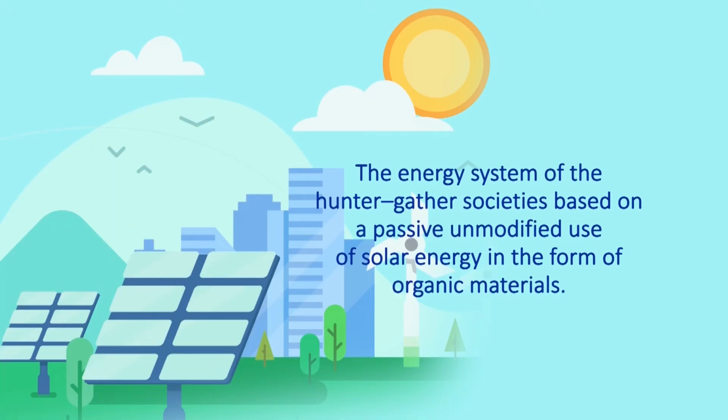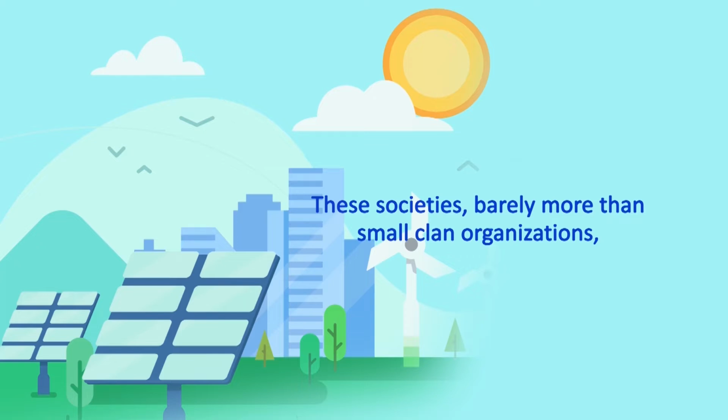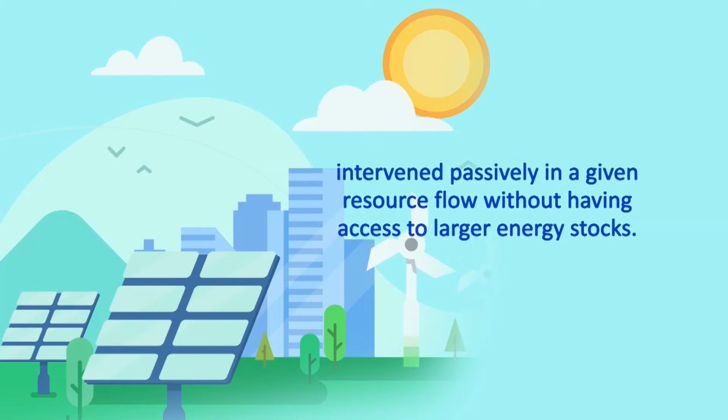I will not go into details about these epochs, but we can summarize based on the publications by different authors across the globe. The energy system of the hunter-gatherer societies was based on a passive, unmodified use of solar energy, in the form of organic materials. These societies, barely more than a small clan organization, intervened passively in a given resource flow without having access to larger energy stocks. Their energy use did not modify natural energy flow substantially. Technical progress in the sense of energetic efficiency improvement was not relevant in the society, so cultural development was very limited in that epoch, and it was very slow.